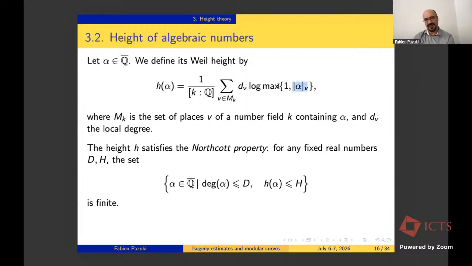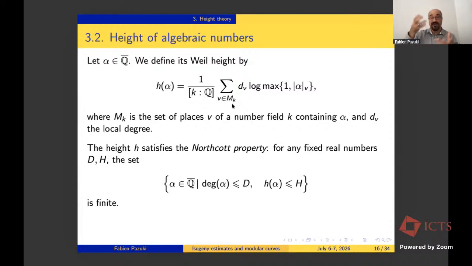So there's a log max, a little bit like what happens over Q. Yeah, log max of the coordinates in a way, of the coefficients. So we take 1 here, and here we take the v-adic absolute value of alpha. So now M_K is the set of all the possible absolute values that we take up to equivalence. So we take only one representative for each equivalence place.